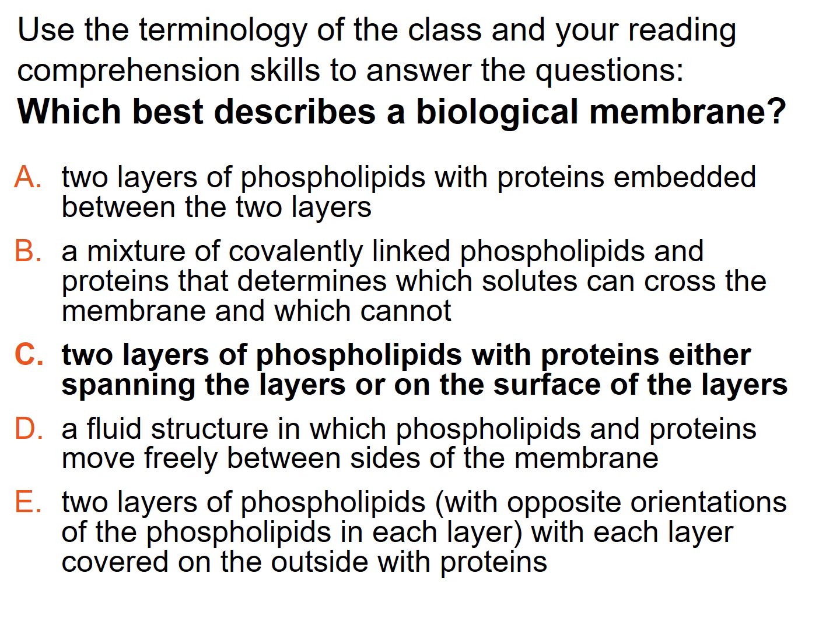Proteins can either span the layers or sit on the surface of the layers, like integral proteins or peripheral proteins. You're not going to find proteins embedded between the layers, and you're not going to find proteins freely moving between. Remember, those hydrophilic and hydrophobic interactions determine where that protein is going to be in the membrane. The last one, with 2 layers with opposite orientations of the phospholipids, with each layer covered on the outside with proteins, doesn't account for the fact that proteins span through.